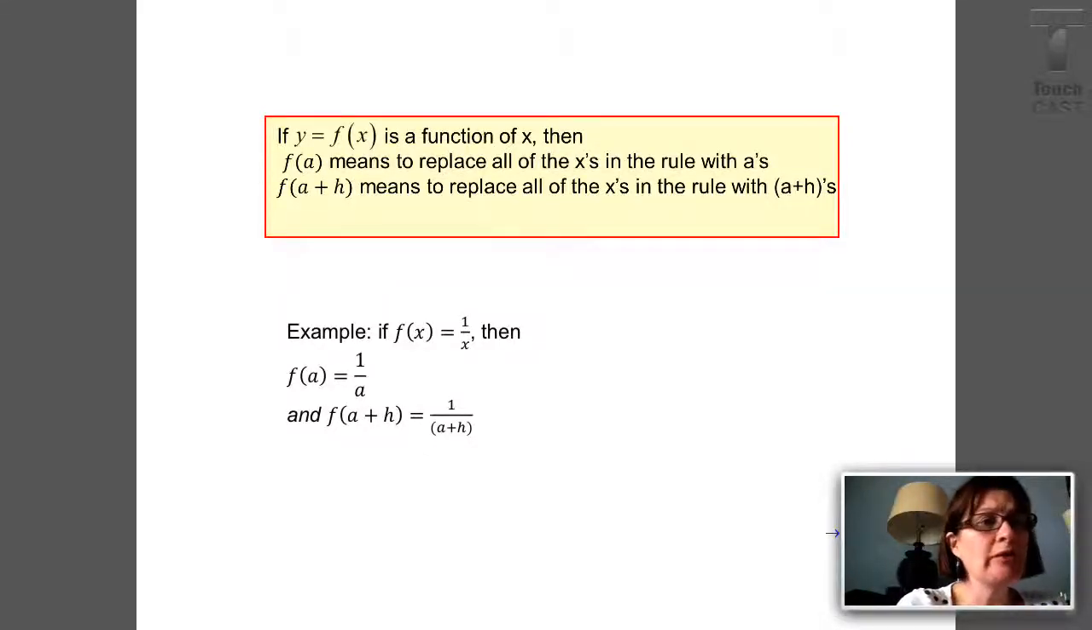Here, the first thing we want to do is practice this notation, f of a. What does that mean? F of a plus h. What does that mean? And we'll do two examples of actually finding the slope of a curve at a point.